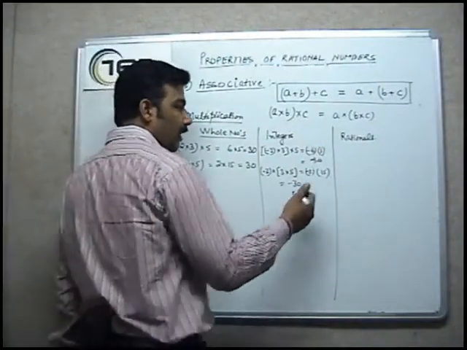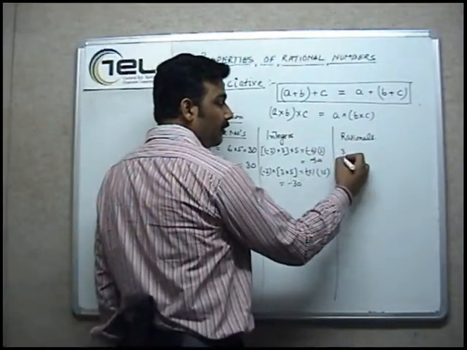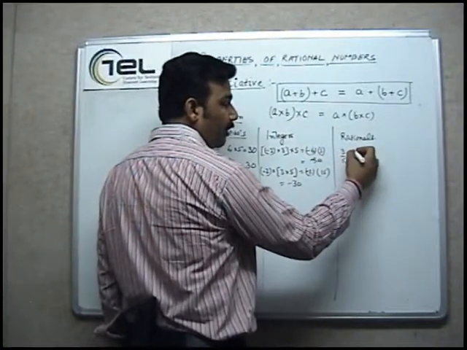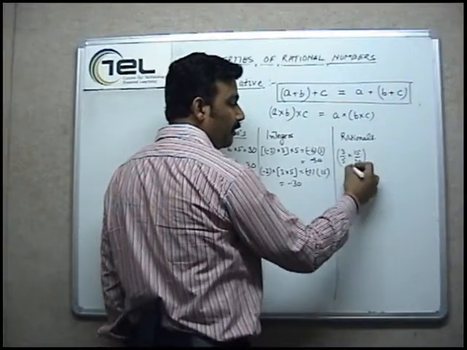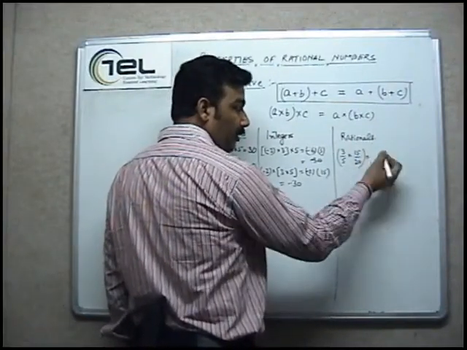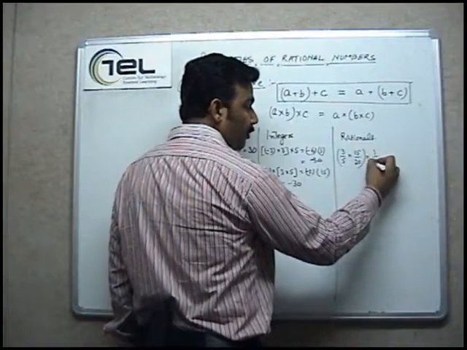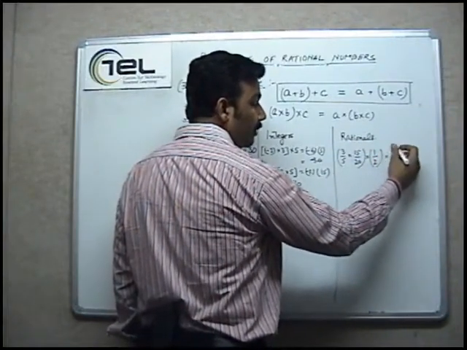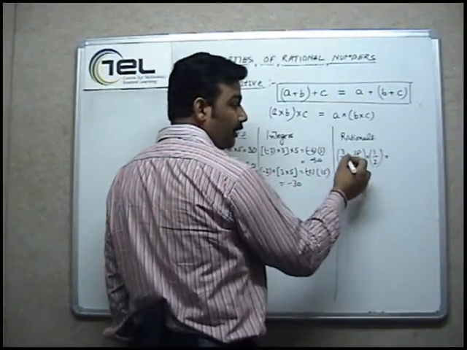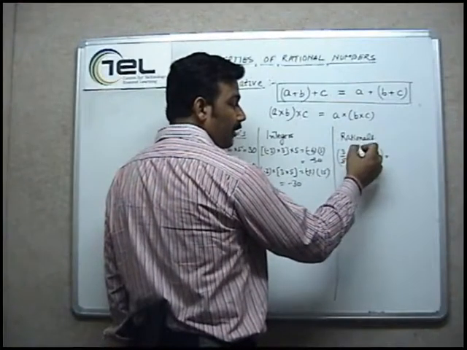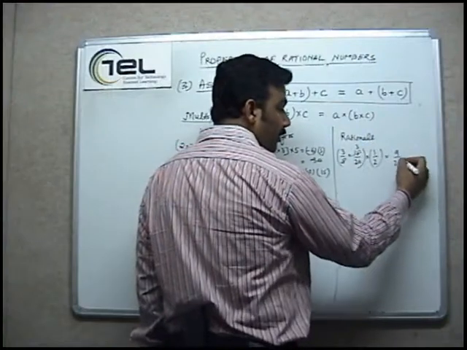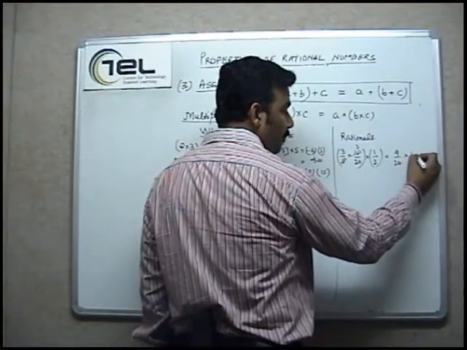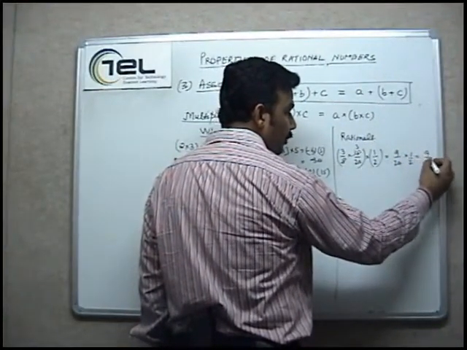I'm coming to the last one, rationals. 3 over 5 multiplied by 15 over 20, which is again multiplied with 1 over 2. So the 5 will cancel out, and it will give you 3, and it will be 9 over 20 multiplied by half, which is 9 over 40.